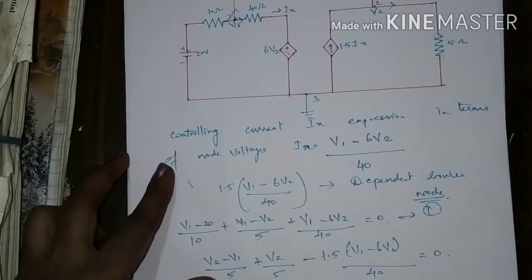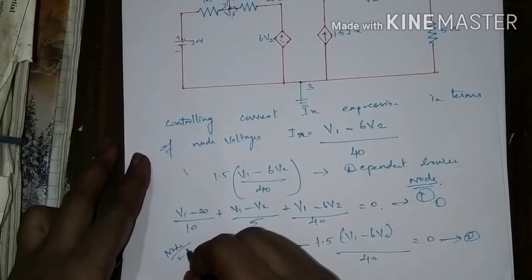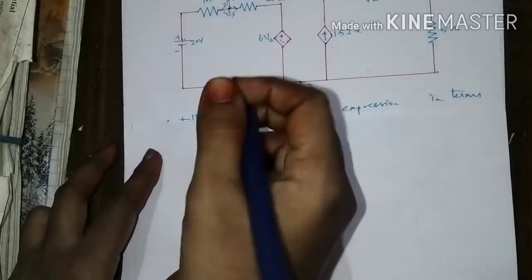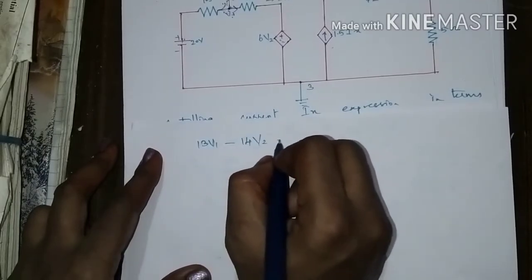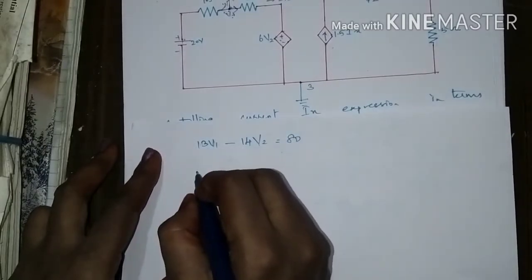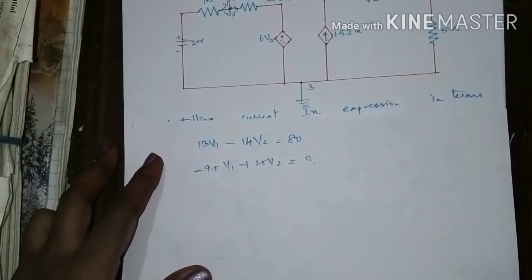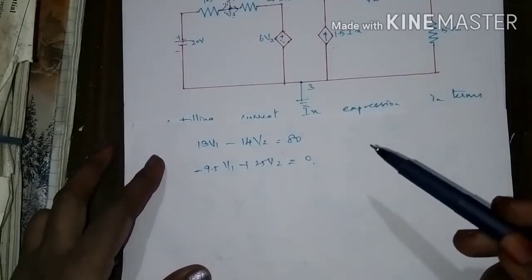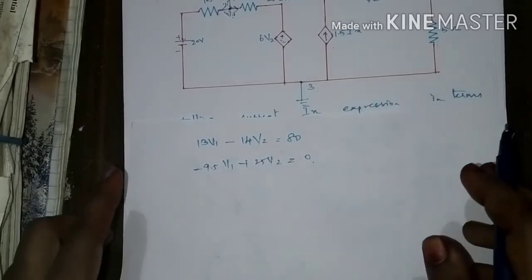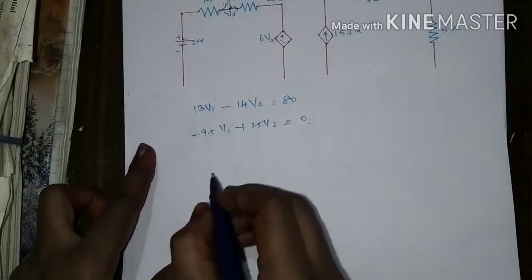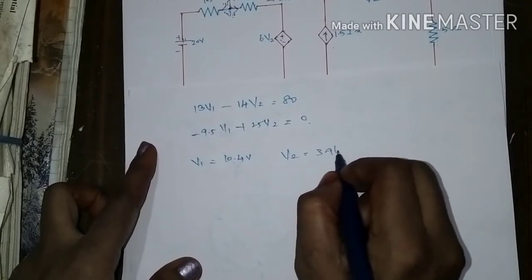Now, on solving these two equations, equation 1 and equation 2, the node 2 equation, you will get 13 V1 minus 14 V2 is equal to 80. And the second equation can be reduced as minus 9.5 V1 plus 25 V2 is equal to 0. These two equations can be solved by normal algebraic calculations or by using Cramer's rule. We can get the values of V1 and V2. On solving this, you will get V1 as 10.4 volts and V2 as 3.96 volts.